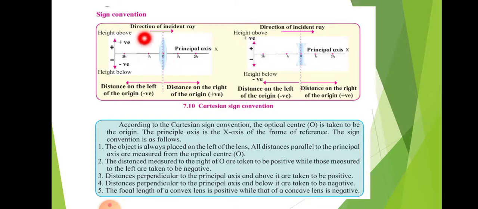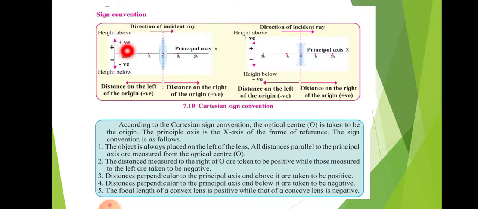Here the direction of the incident ray is given, this side. This is a convex lens and this is a concave lens. Here you can see everything is similar. This is the optical center, principal axis, everything is similar, okay. Yes, so here you can see the height above.